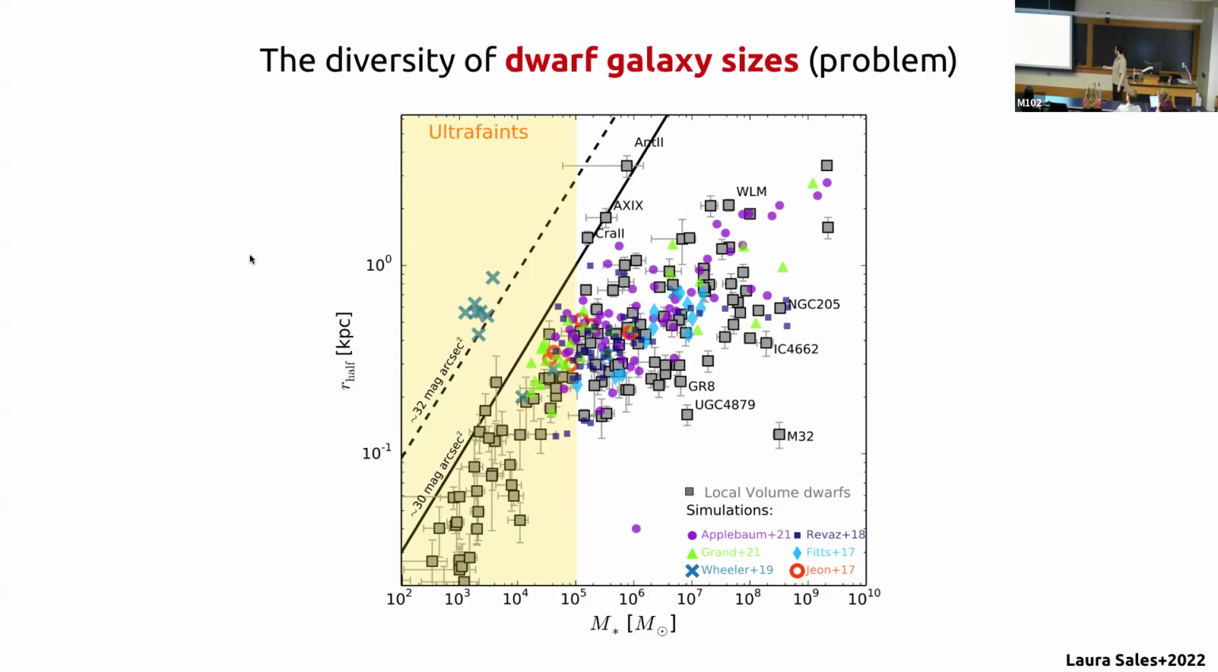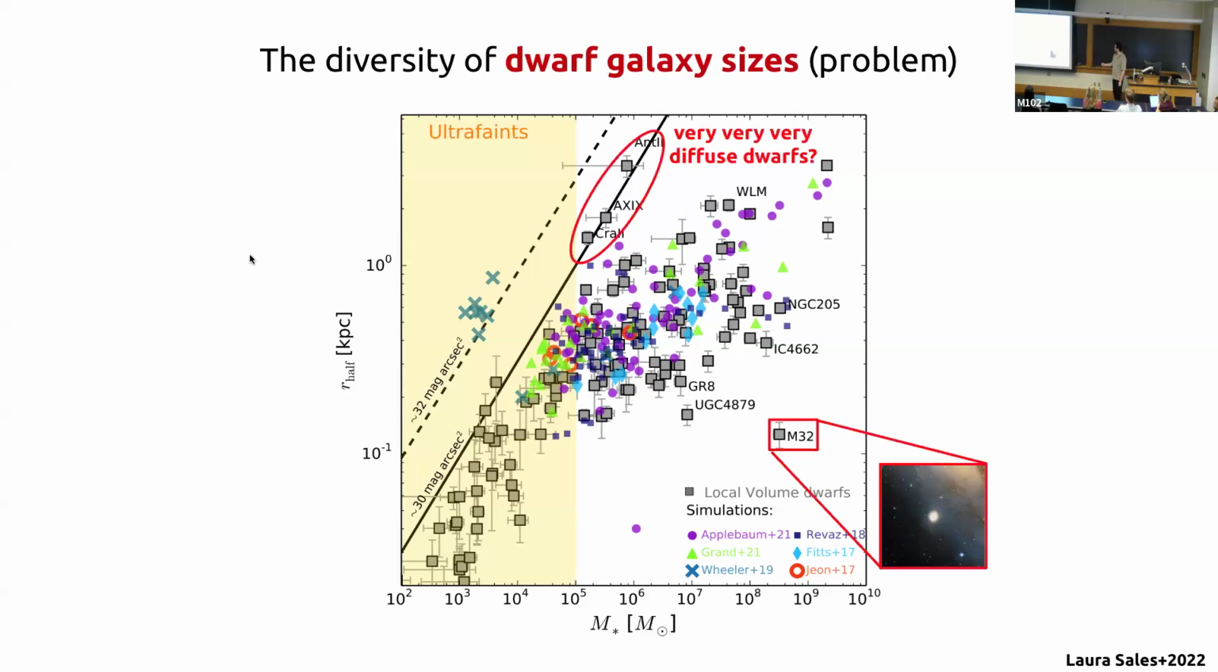And so although the simulations can reproduce the broad trend where more massive galaxies are larger, we actually have some outliers that are very difficult to explain with the galaxy formation models that we currently have. So I think we should highlight, for example, this one galaxy right here. This is the most extreme example of a very compact dwarf galaxy.